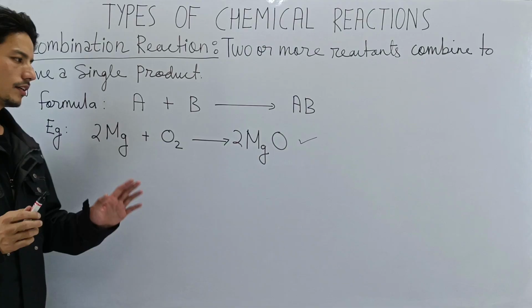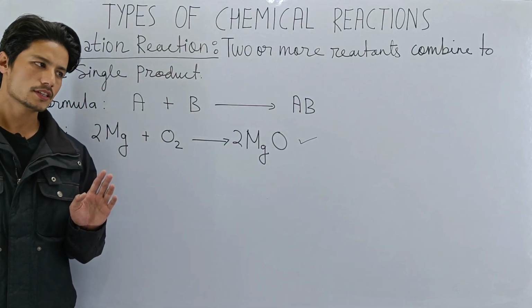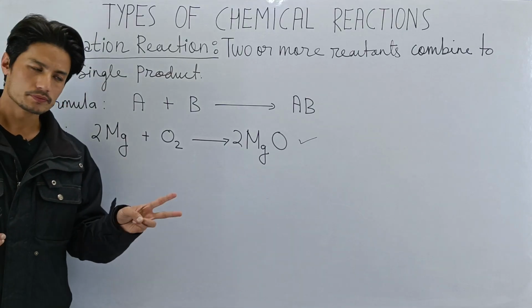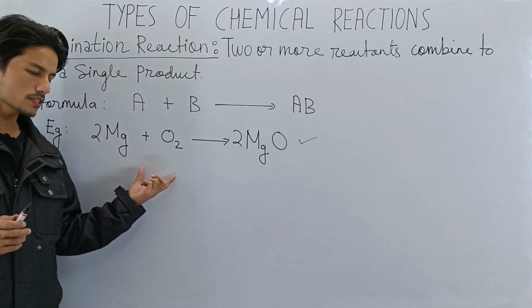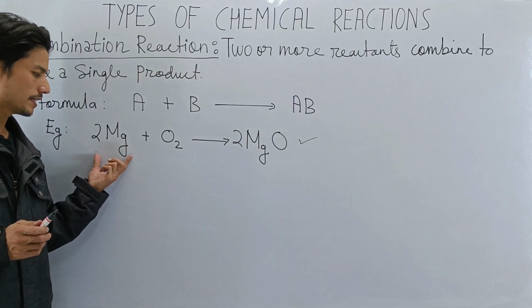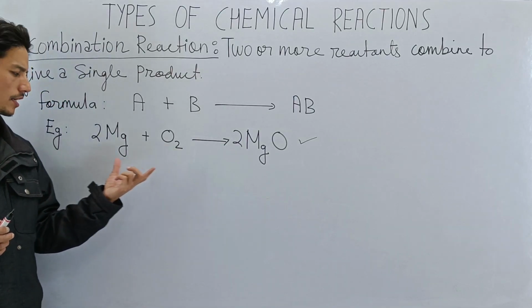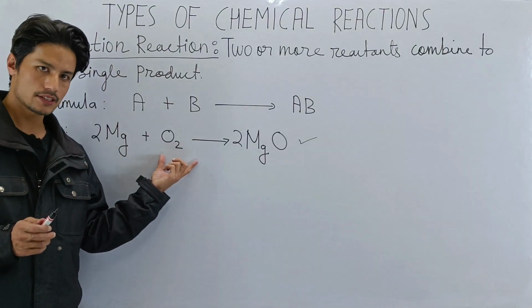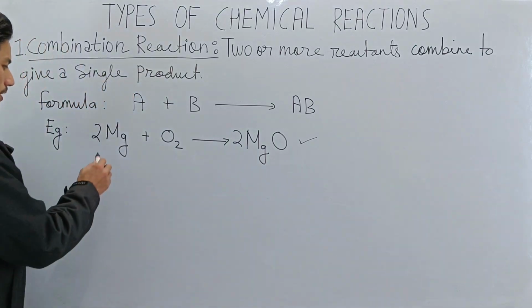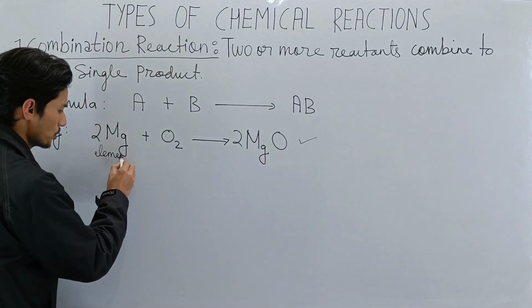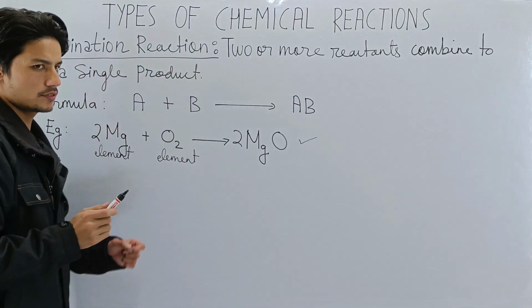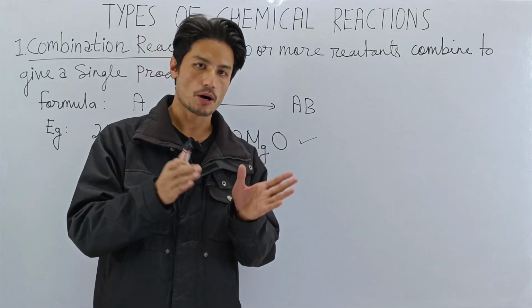Now, when we study combination reactions, you have to study 2 types. What do I mean by 2? Some combination reactions take place between an element and an element. This is an example of a combination reaction between an element and an element, meaning both the reactants are elements only. The other one is where both the reactants are compounds. So we have combination reactions which take place between a compound and a compound.